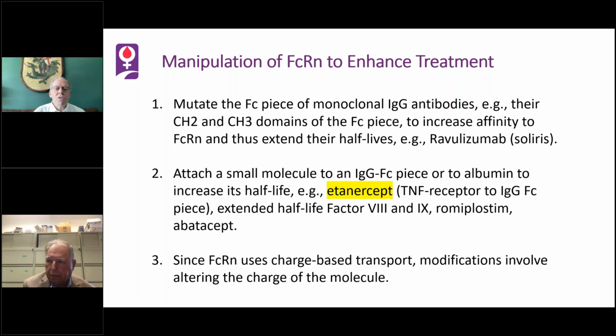Another approach, which was actually started earlier, and etanercept was the first molecule in the late 1990s that took advantage of this, is to attach a small molecule to either an IgG Fc piece or to albumin to increase its half-life by getting it recycled. This was done with a number of the extended half-life factor 8 and factor 9 products, and is the way that romiplostim or Nplate and abatacept, an anti-CTLA-4 antibody, currently increase their half-life.